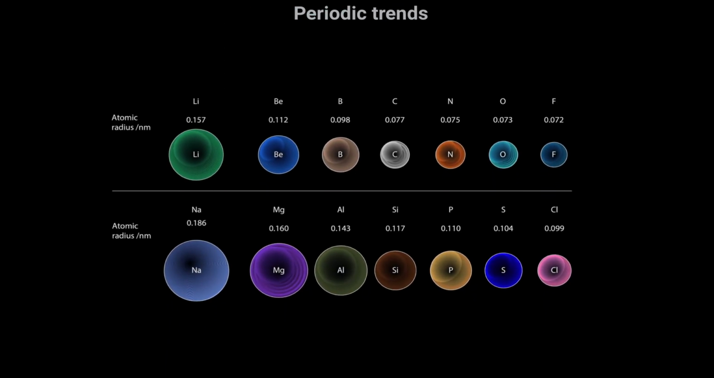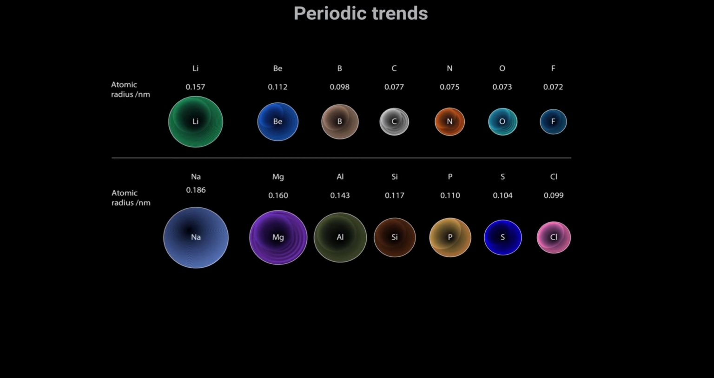So here we have a table that summarizes these trends, right? If you go down the group, for example, from lithium to sodium, or from beryllium to magnesium, or from boron to aluminum, what we see as we go down the group is that the atomic radius is increasing because the number of shells is increasing, which means that the outer electrons are further away from the nucleus and experience greater repulsion due to more inner electrons being present. So that's greater shielding, which means that they're further away from the nucleus as you go down the group.